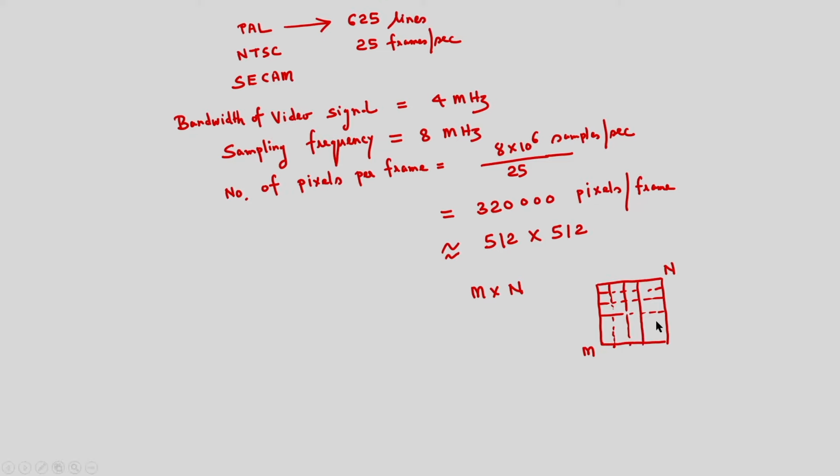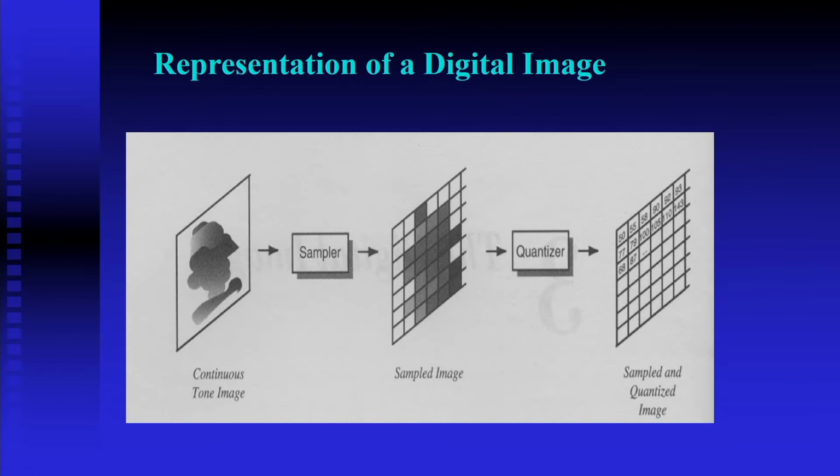So the image is represented by m cross n. In this example, the size of the image is 512 into 512. This I have shown in this example. Now, I have already explained how to get the digital image.